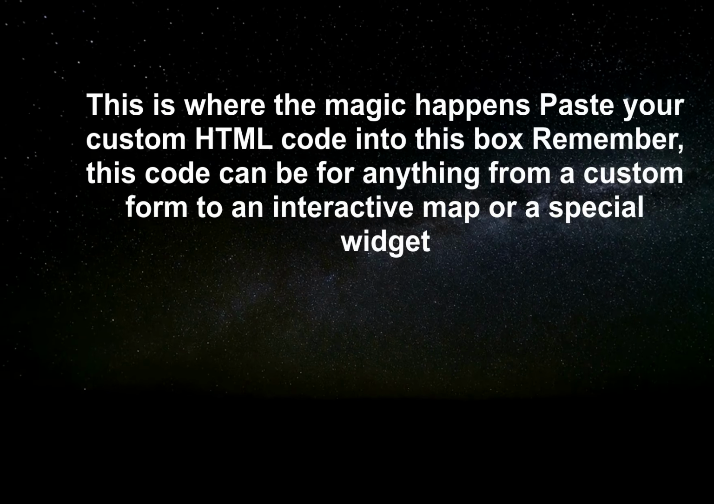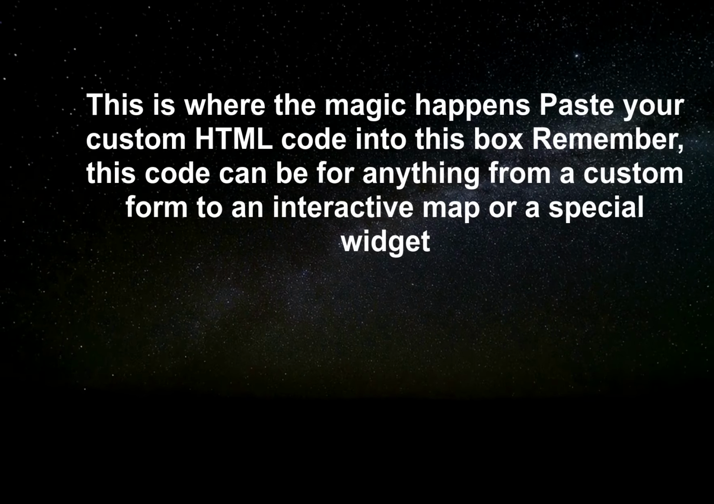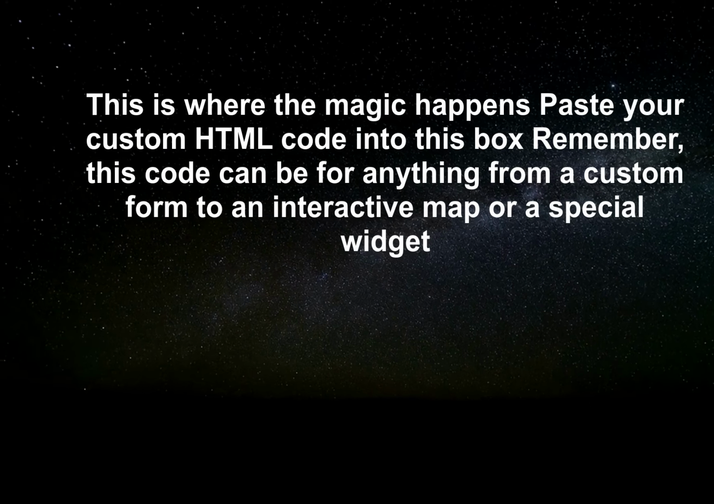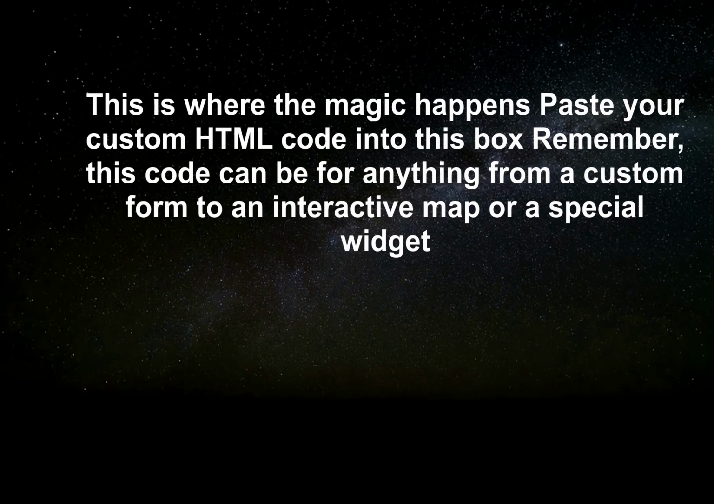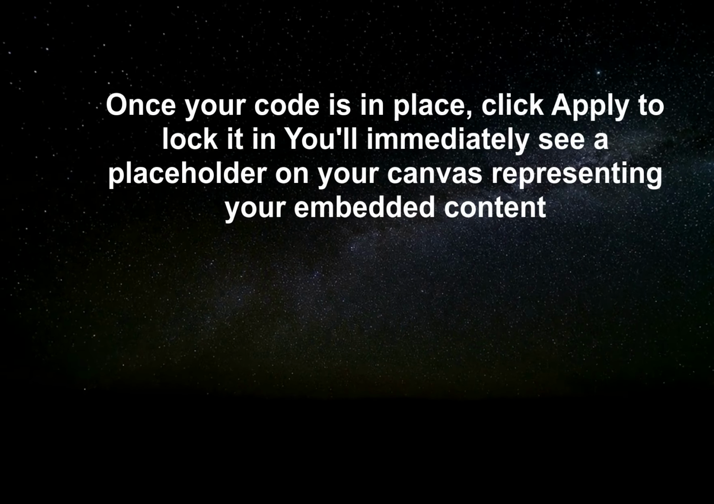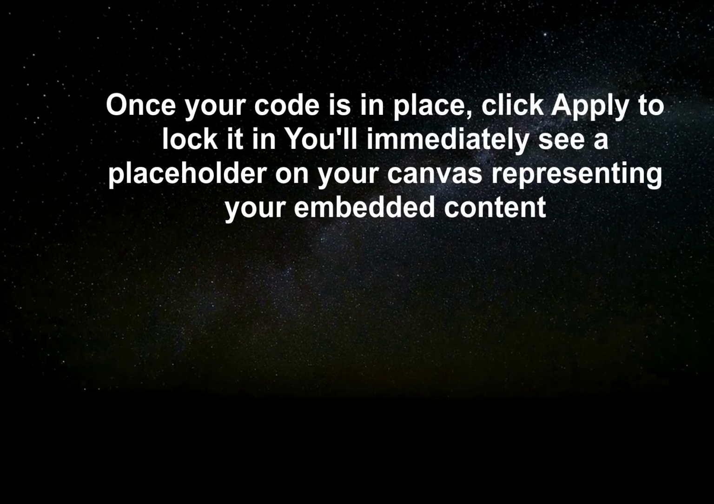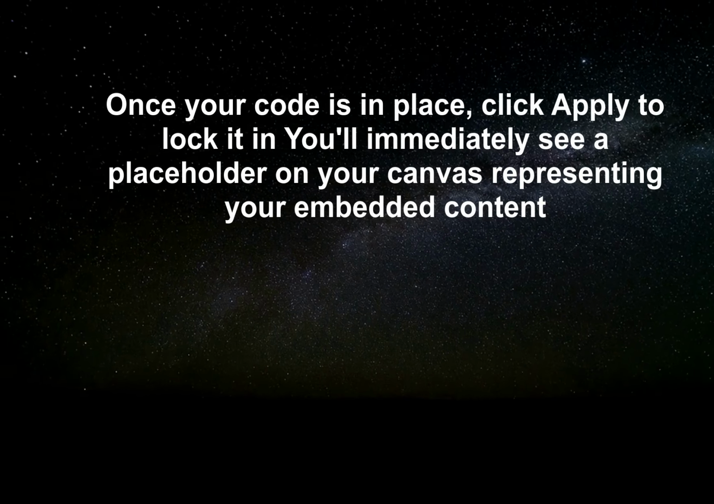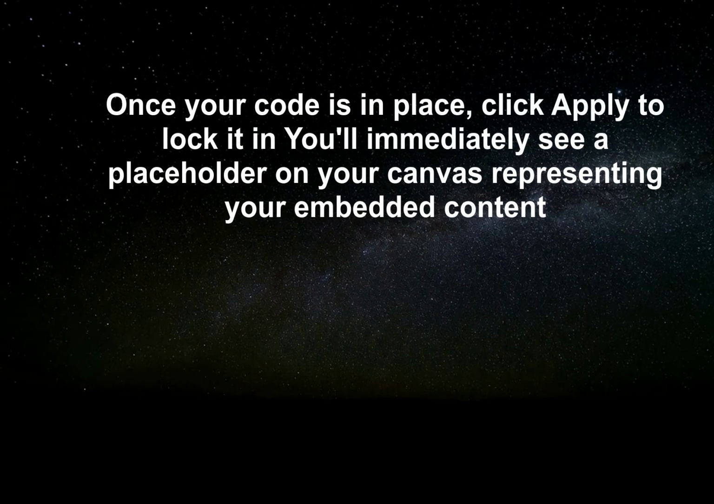Paste your custom HTML code into this box. Remember, this code can be for anything from a custom form to an interactive map or a special widget. Once your code is in place, click Apply to lock it in. You'll immediately see a placeholder on your canvas representing your embedded content.